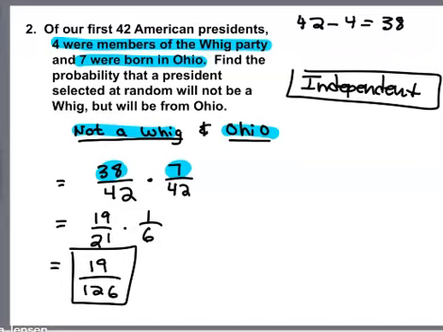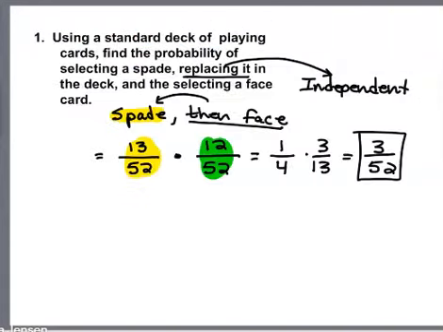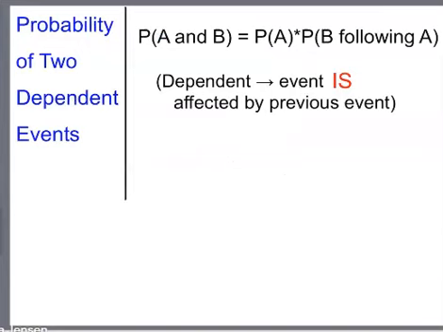So just a reminder, when we're talking about and problems, if we rephrase this, the probability that it's not a Whig and they're from Ohio. This one is a spade, and then it's a face card. If we're talking about and problems, we are multiplying. In this case, they were both independent.